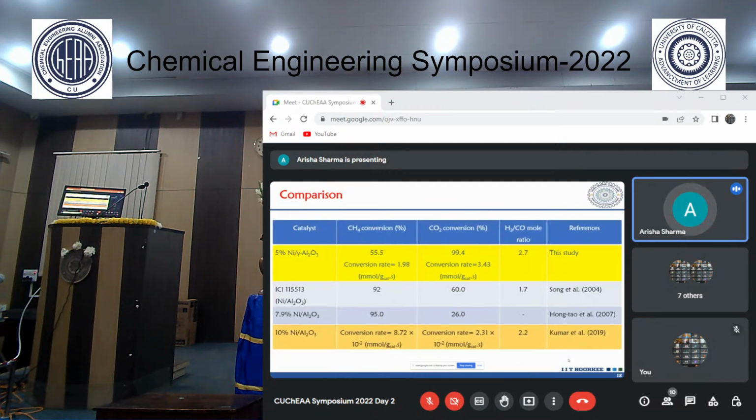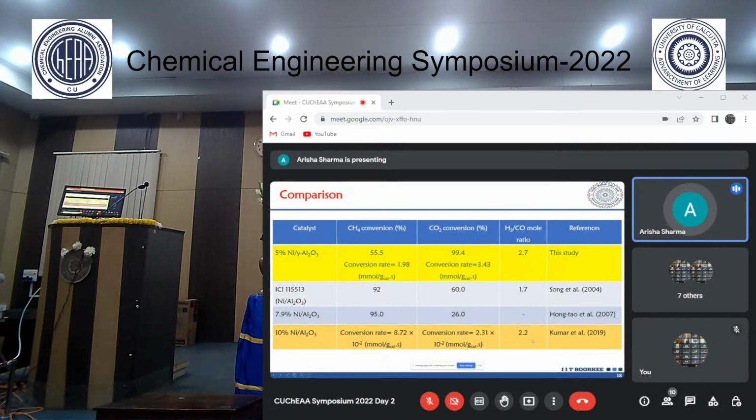So, the comparison. In the last part, I have compared the work we have done with the papers that have already been published. We have also calculated the conversion in the form of conversion rate to compare it with the paper by Kumar et al., 2019. We observed that the conversion rate we observed is more than what they have published. Our H2 by CO ratio is less than their H2 by CO ratio.